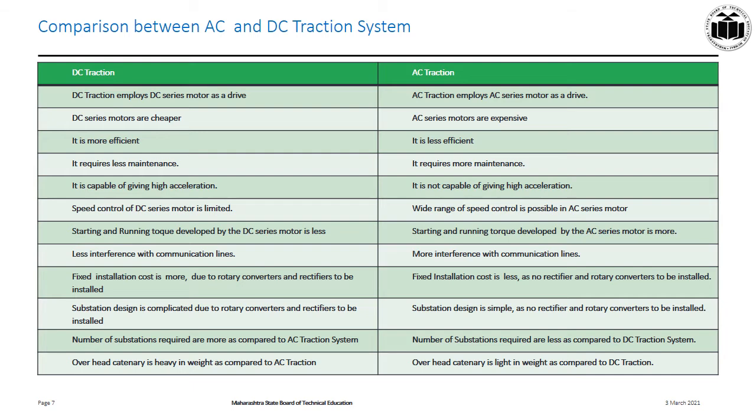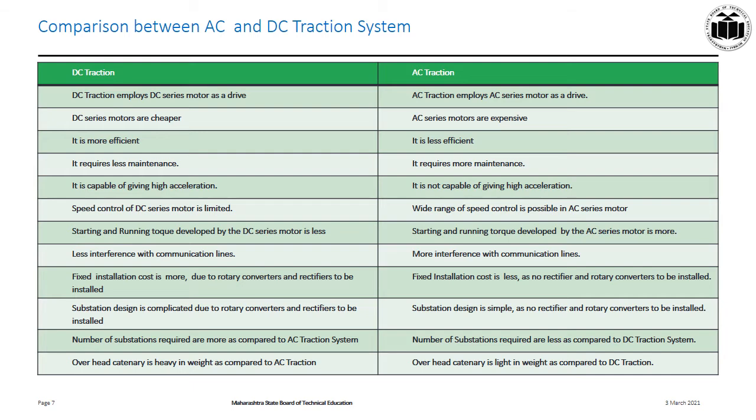DC traction system requires less maintenance, whereas AC traction system requires more maintenance. DC series motor is capable of giving high acceleration as compared to AC series motor. Speed control of DC series motor is limited, whereas wide range of speed control is possible in AC series motor. Starting and running torque developed by DC series motor is less, whereas in AC series motor is high.